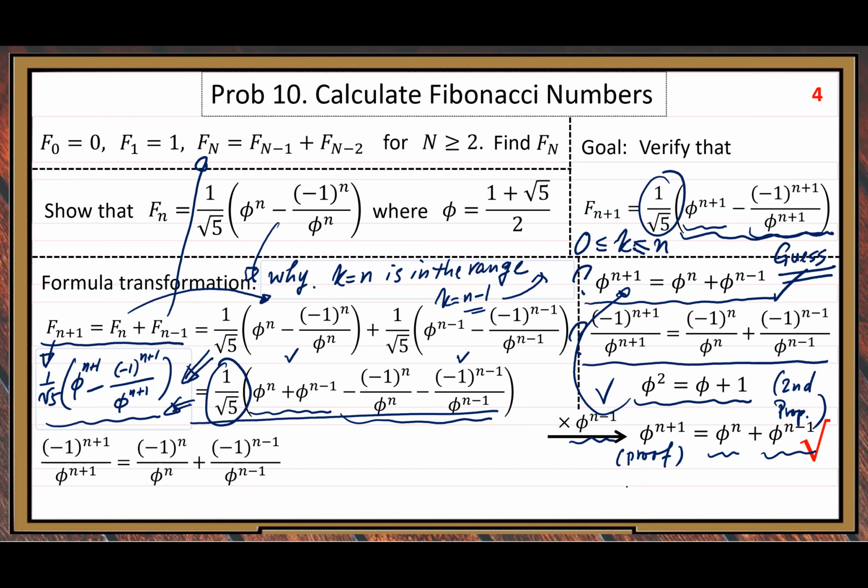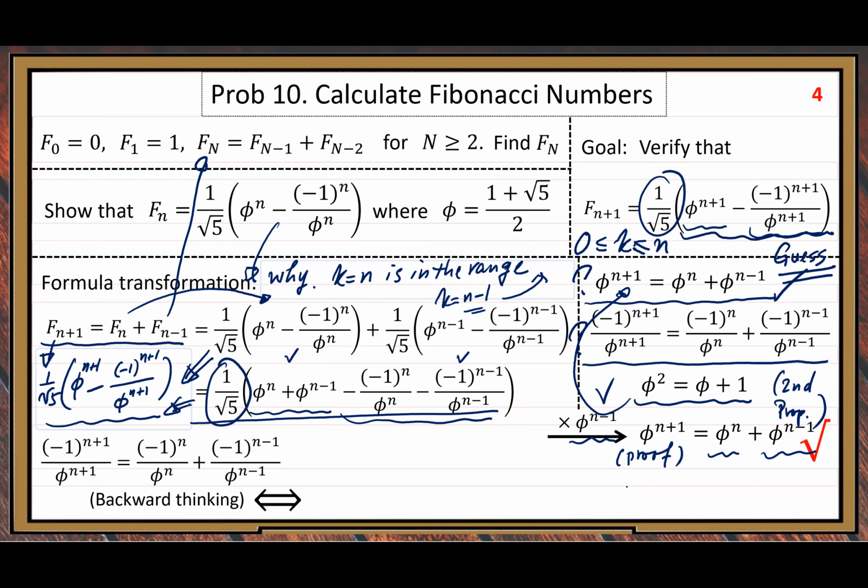All right. The second one. How to verify this one? Okay, yeah. This time, we need to use backward thinking, because it is a little more complicated than the first equality. The second equality is more complicated, so we want to make it as simple as possible. Then we can apply some property of the golden ratio to verify it.